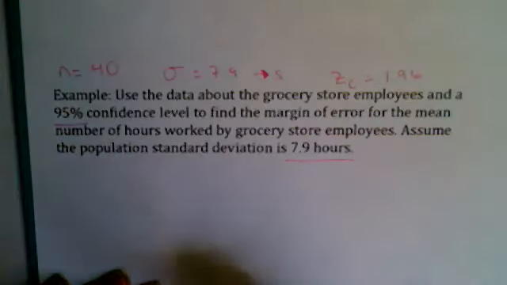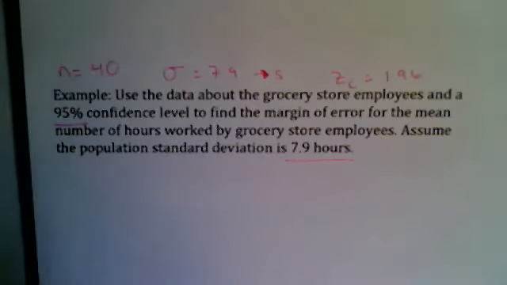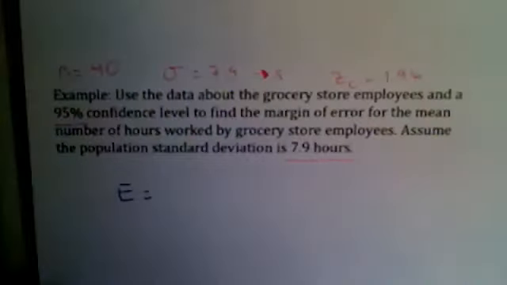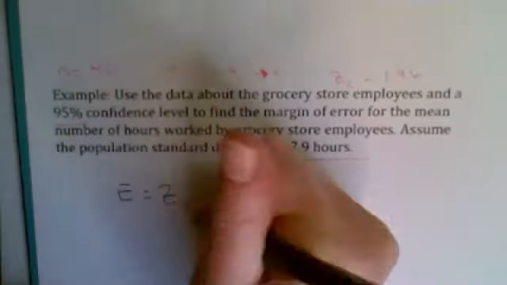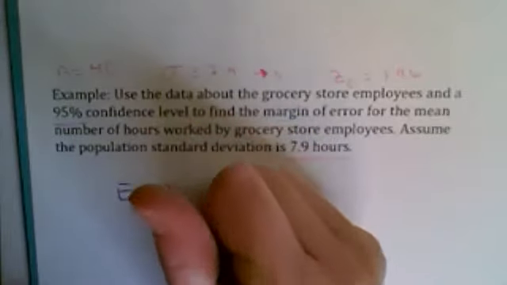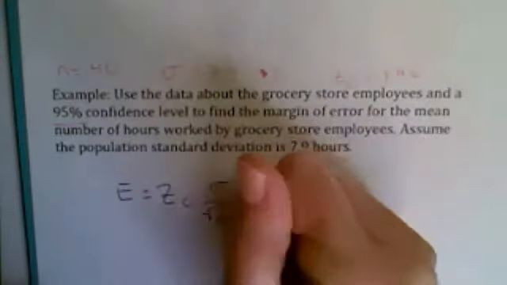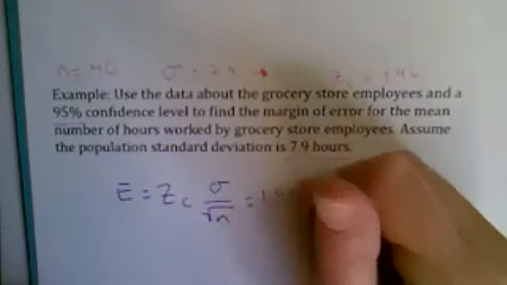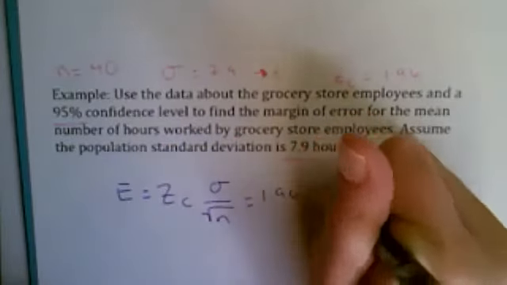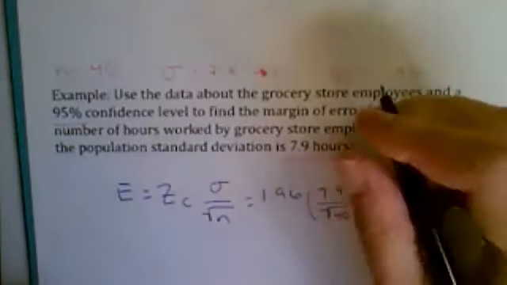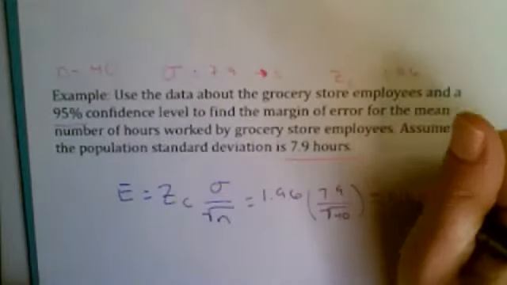Okay, so now that we have all of that, let's go ahead and write down our formula. All right, so our formula is E equals Z confidence level times standard deviation divided by the square root of n, okay? So we're going to do 1.96 times 7.9 divided by the square root of 40. And if I do that, I'm going to get roughly 2.4.